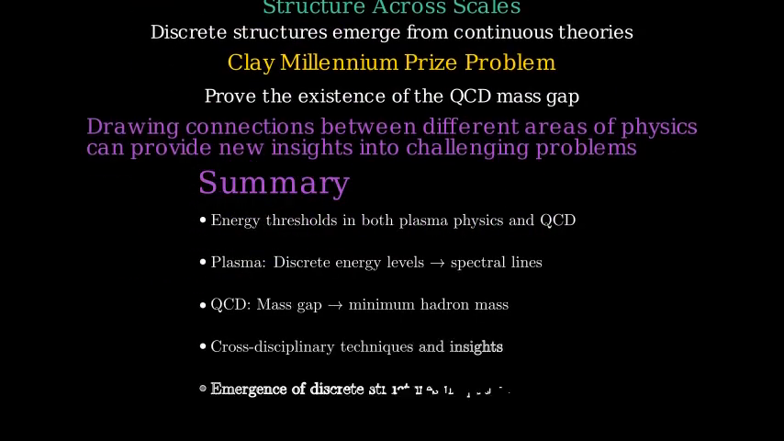To summarize what we've learned today, both plasma physics and quantum chromodynamics feature energy thresholds that must be exceeded for observable phenomena to occur. In plasma, these thresholds correspond to the discrete energy differences between atomic levels, leading to spectral lines. In QCD, the mass gap ensures that all observable particles have a minimum mass, despite the massless nature of gluons in the theory. This analogy suggests that techniques from one field might be adapted to provide insights in the other. The existence of these energy thresholds reflects a fundamental characteristic of quantum systems: the emergence of discrete structures from continuous theories. Thank you for watching this exploration of energy thresholds in physics.